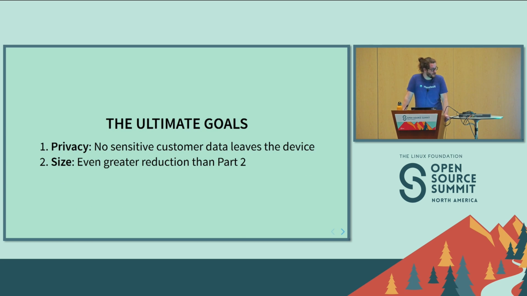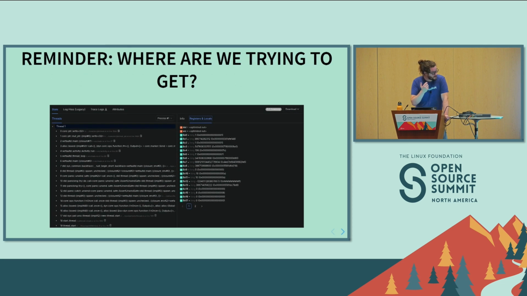Well, as I mentioned before, we can do a lot of the unwinding on device with the end goal of sending up just the program counters for the stack trace. It's going to mean that no sensitive data leaves the device, and a nice side bonus is it's going to be even smaller than the coredumps that we looked at before. So just a quick reminder, this is where we're trying to get, right? We want to get a stack trace, but the big change here is that those locals on the right won't be present anymore.